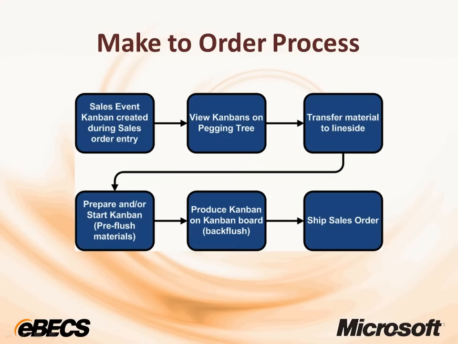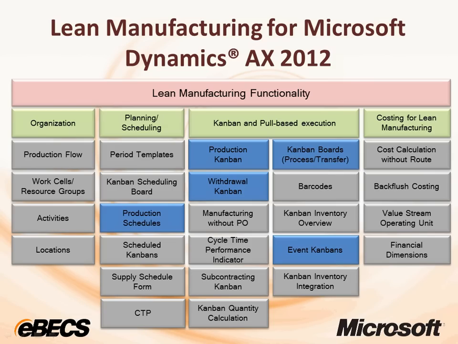We transferred material that was required using withdrawal Kanbans to the line side warehouse. We started the Kanban, which consumed the materials required for this particular production. We then produced the Kanban and completed it, which put it in inventory and made it available to ship to the sales order. This concludes the make-to-order process using sales event Kanbans within lean manufacturing for Microsoft Dynamics AX 2012.